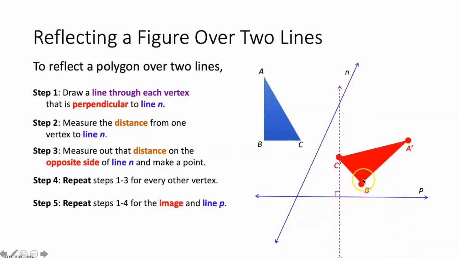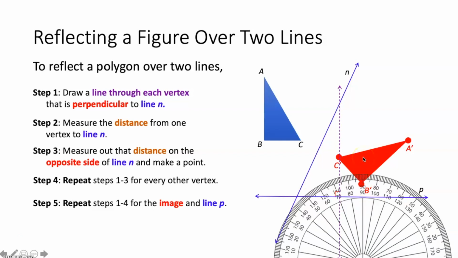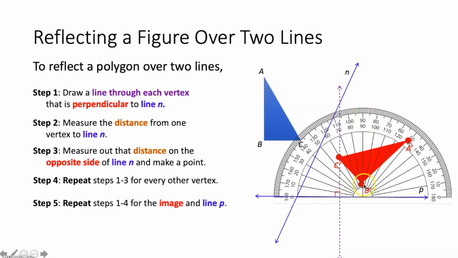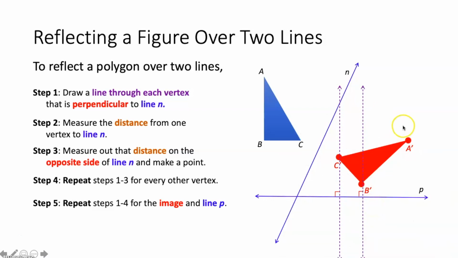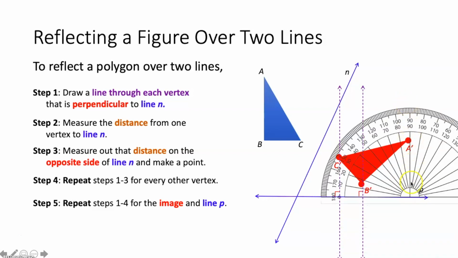Then I move on to B prime. I line up the bottom of my protractor on line P, make sure the 90-degree line goes through B prime. I line up my ruler with the 90-degree line and trace the 90-degree line through B prime, through line P, and continue it on the other side. I do the same thing for A prime. I put the bottom of my protractor on line P. I make the 90-degree line go through A prime, bring my ruler up to that 90-degree line and trace the 90-degree line through A prime, through line P, and continue it on the other side.